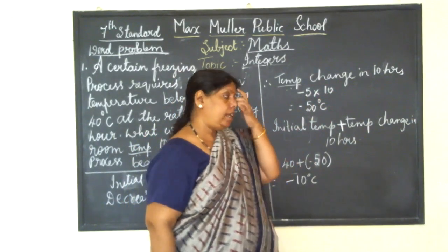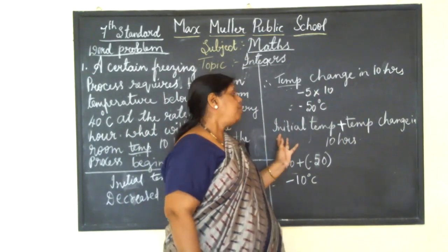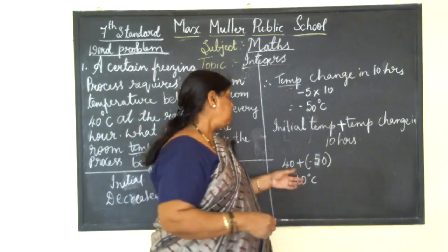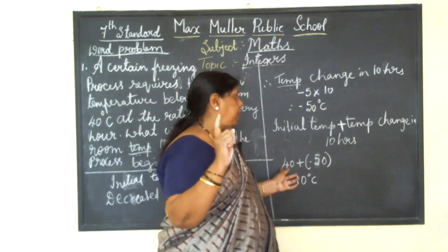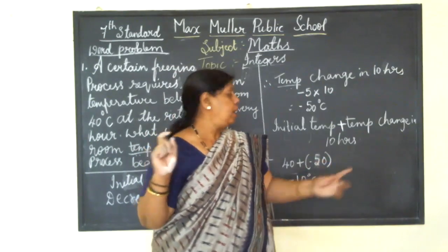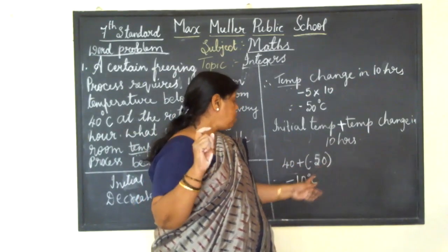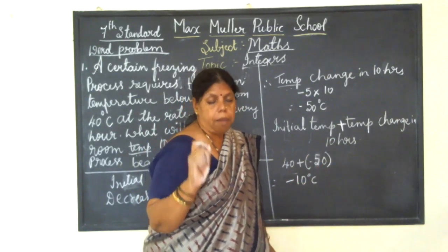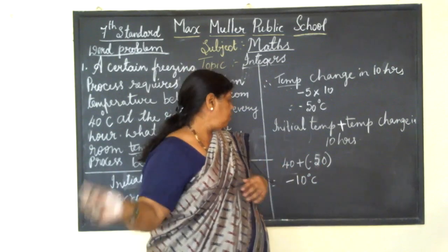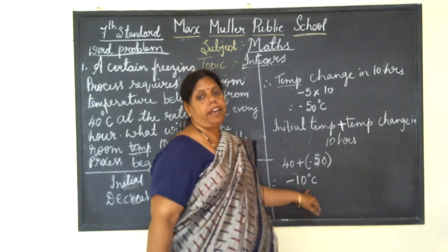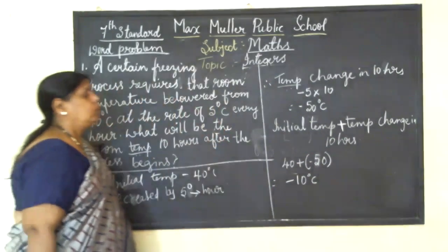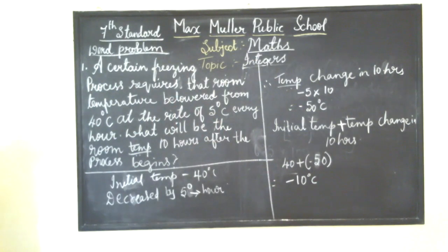It will decrease. So what happens then? After 10 hours, what will be the room temperature? Means 40 we had for initial temperature plus the change of 10 hours, -50. So the present temperature after 10 hours was -10 degrees Celsius. Did you understand? Okay, I'll wind up now till here. In the next class, we'll move on to the next.